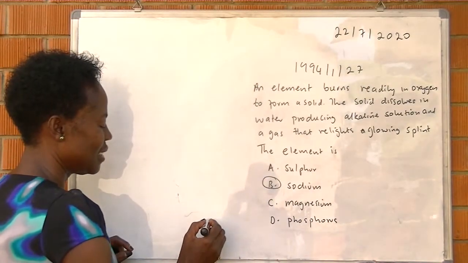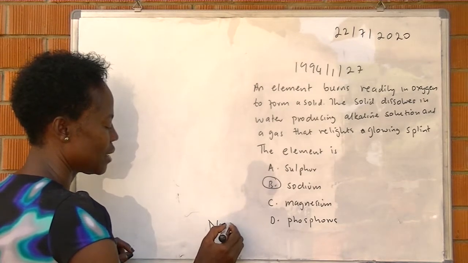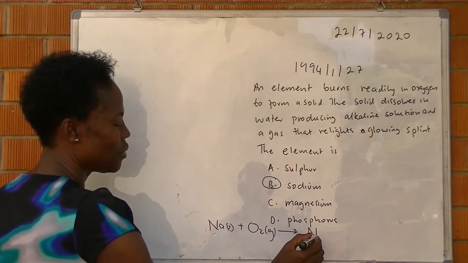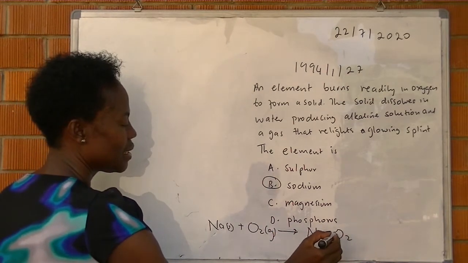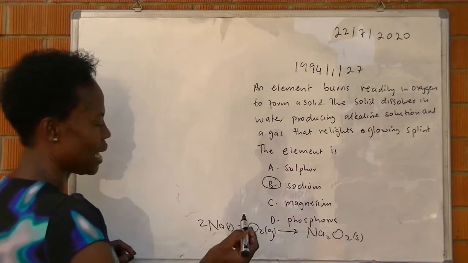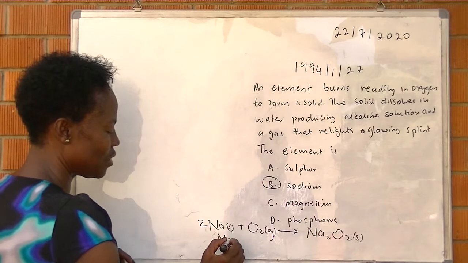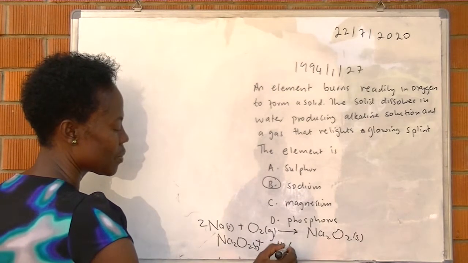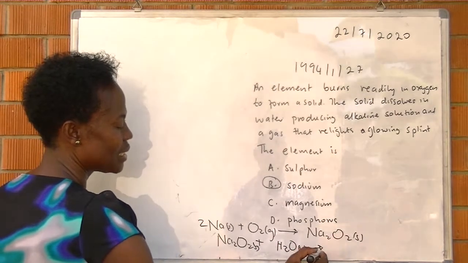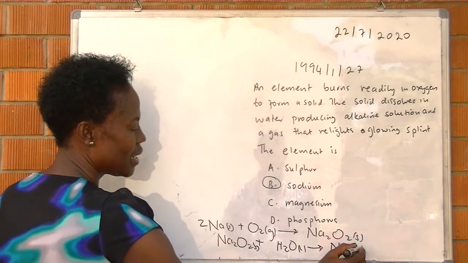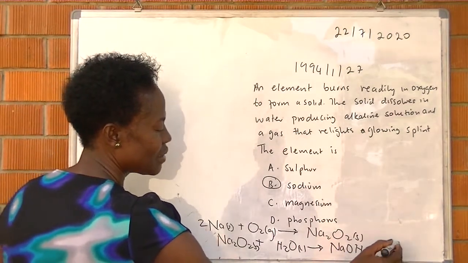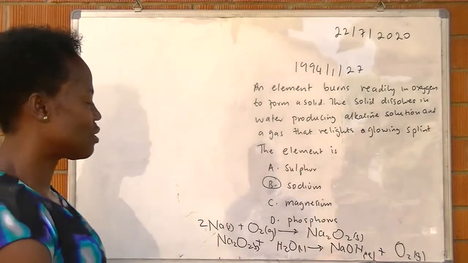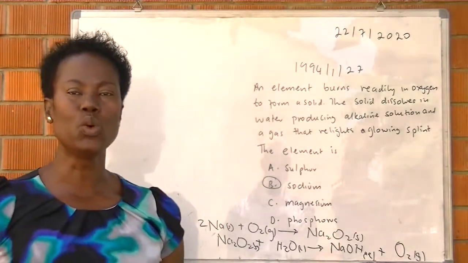What happens is this: sodium solid plus oxygen gas to give us sodium peroxide, which is a gray solid. We balance the equation. So when this solid was dissolved in water, we get sodium hydroxide aqueous plus oxygen gas. So this oxygen gas is the one which relights a glowing splint. This solution turns red litmus paper blue.